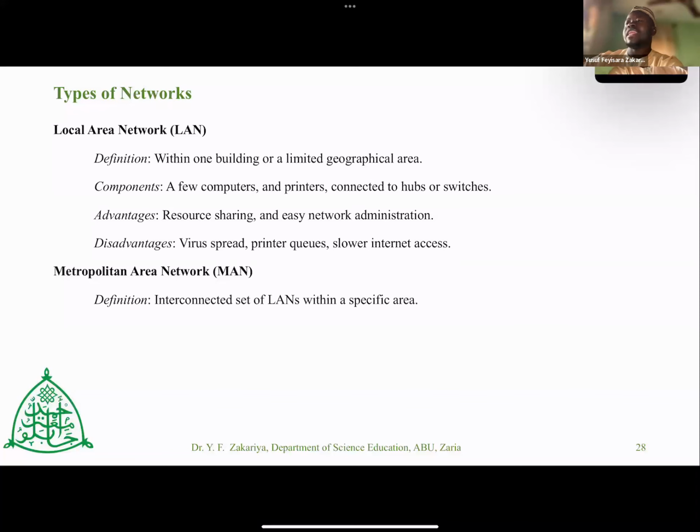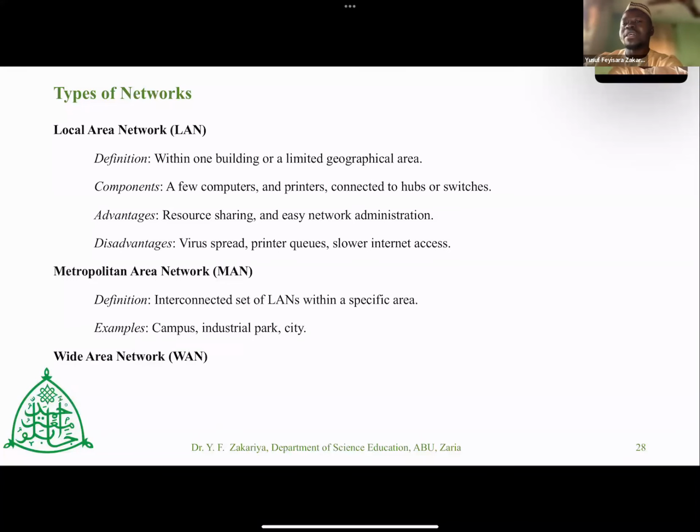So the ABU wireless or Wi-Fi, so to say, is a good example of a metropolitan area network, where only if you're in ABU campus. By the time you step out to Samaru, you will not see it again. So it is a kind of network that is within a specific area, all right? Like a campus, like an industrial park, like a city.